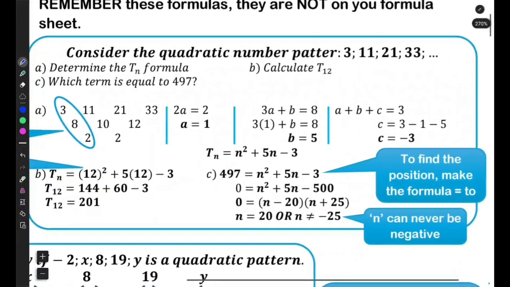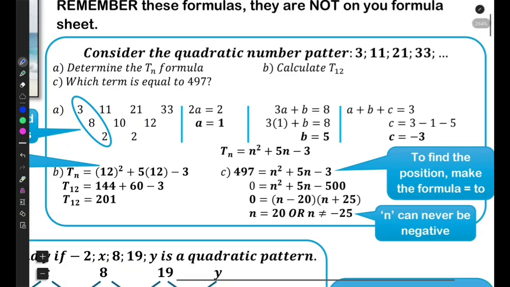Okay, the first example. Consider the quadratic number pattern 3, 11, 21, 33. Determine the Tn formula, calculate the 12th term, and which term is equal to 497. All of these are questions that you can really expect in your tests.